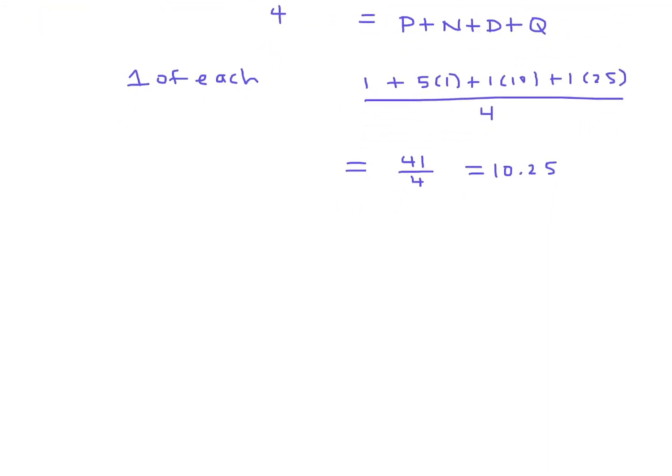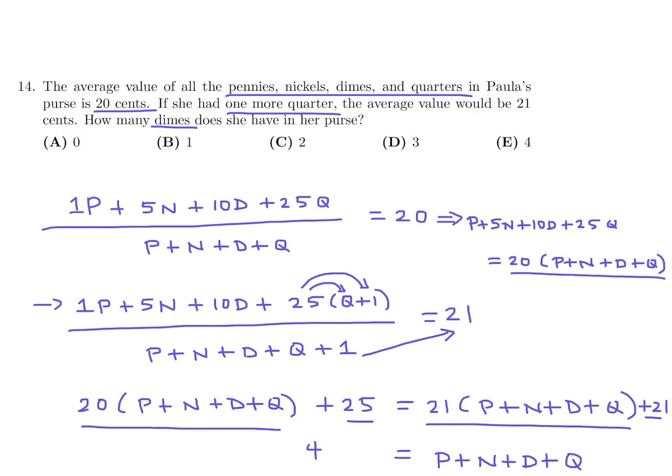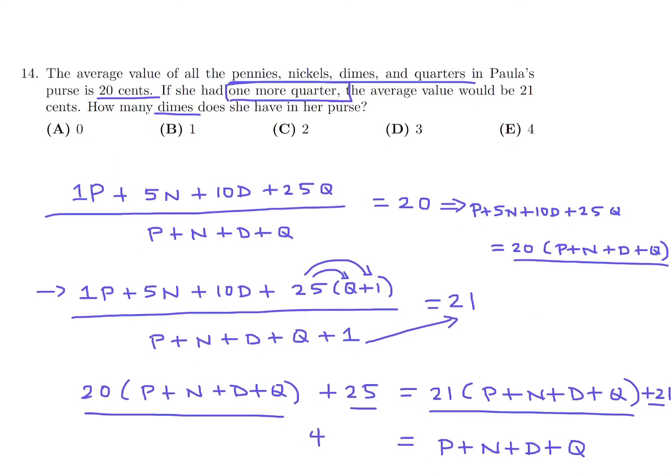How do we get 20 cents? How about if we have 1 nickel and 3 quarters? I think that should do it. That would mean you'd have 0 pennies and then 1 nickel, so 1 times 5, 0 dimes plus 3 quarters, 3 times 25, and you're dividing by 4 coins. So it looks like 5 plus 75, which is 80. 80 divided by 4 is indeed 20. All right, perfect.